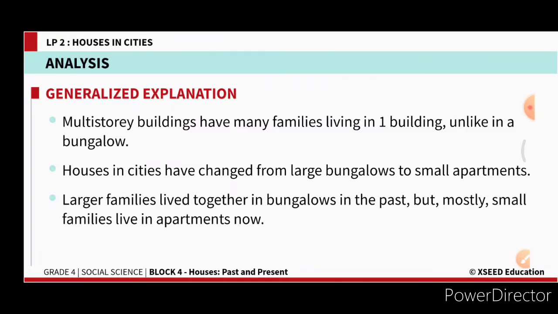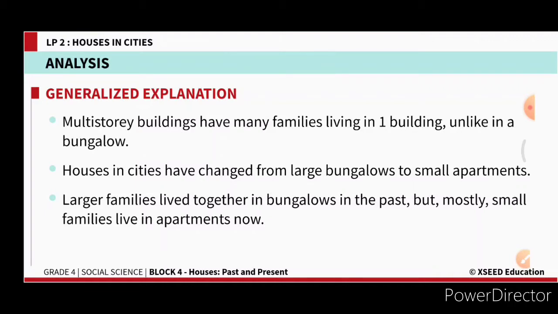Houses in cities have changed from large bungalows to small apartments. Larger families lived together in bungalows in the past, but mostly small families live in apartments now. Okay, let us remember once again. Multi-story buildings have many families in one building.